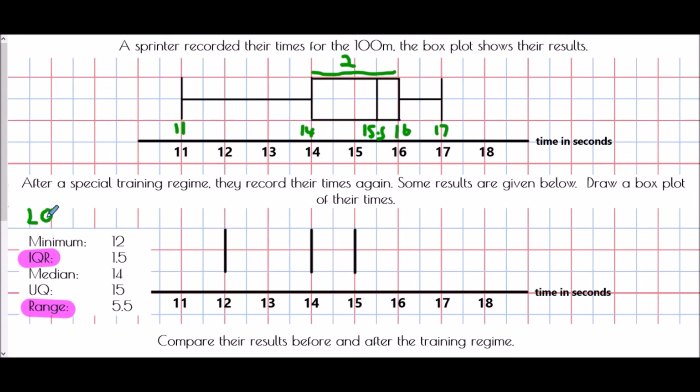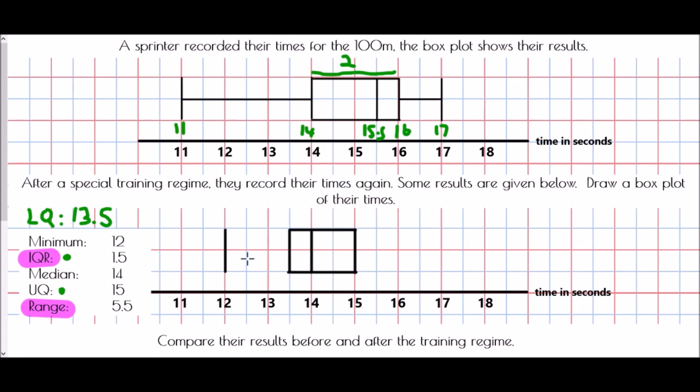quartile. Now, how can I think to work out the lower quartile? Well, it all comes from the interquartile range and the upper quartile. If I know that the upper quartile is 15 and the interquartile range is 1.5, then I can subtract those 2 values to find out what the lower quartile must have been. 15 take away 1.5 is 13.5. And so that is the value we actually want to plot on our graph. And that is our box.